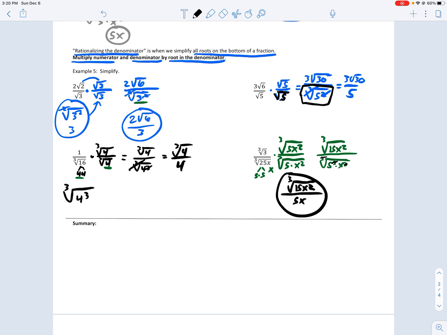So to finish your notes, please make sure you answer the essential question by writing a 3 to 5 sentence summary at the bottom of your notes here. Once you've done that, you are done with your 6.2 notes.